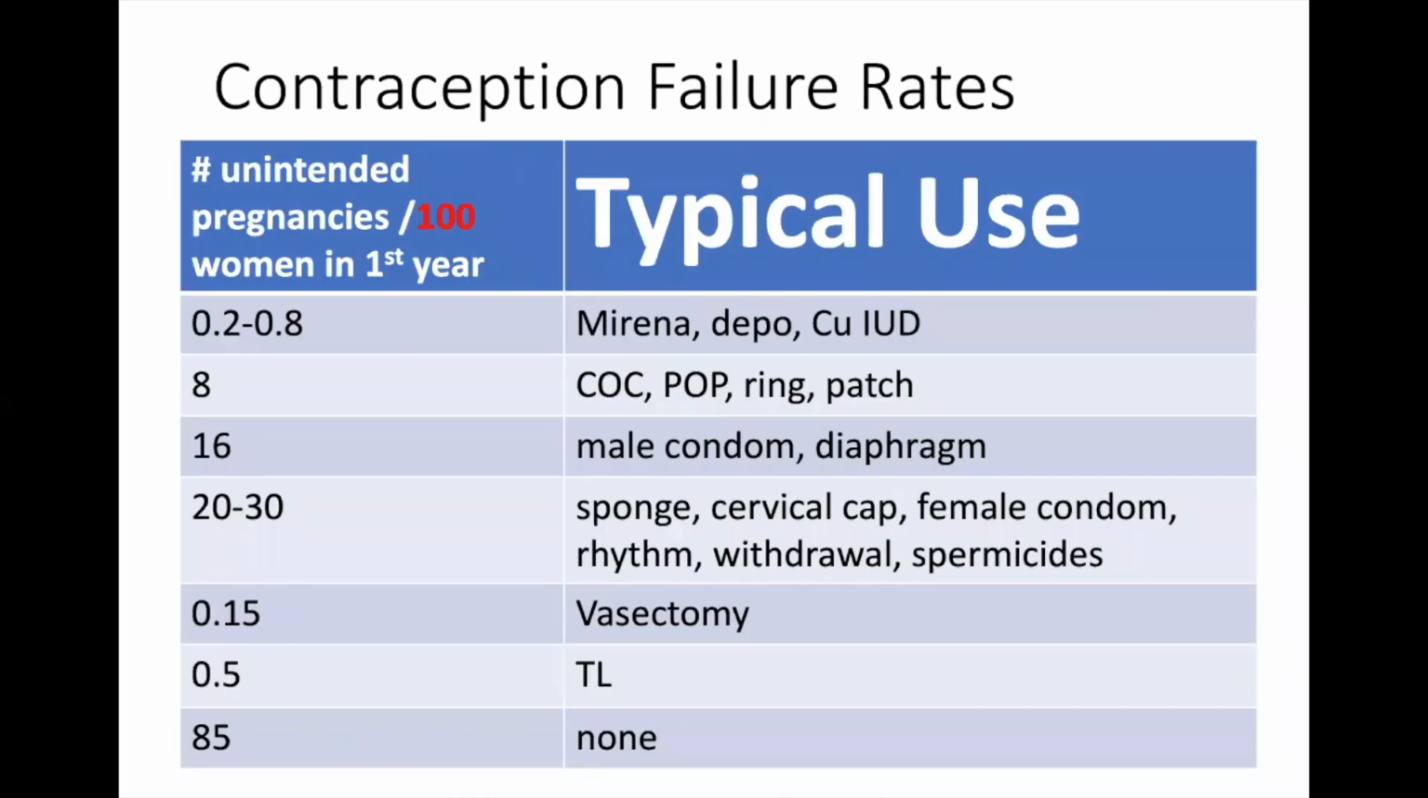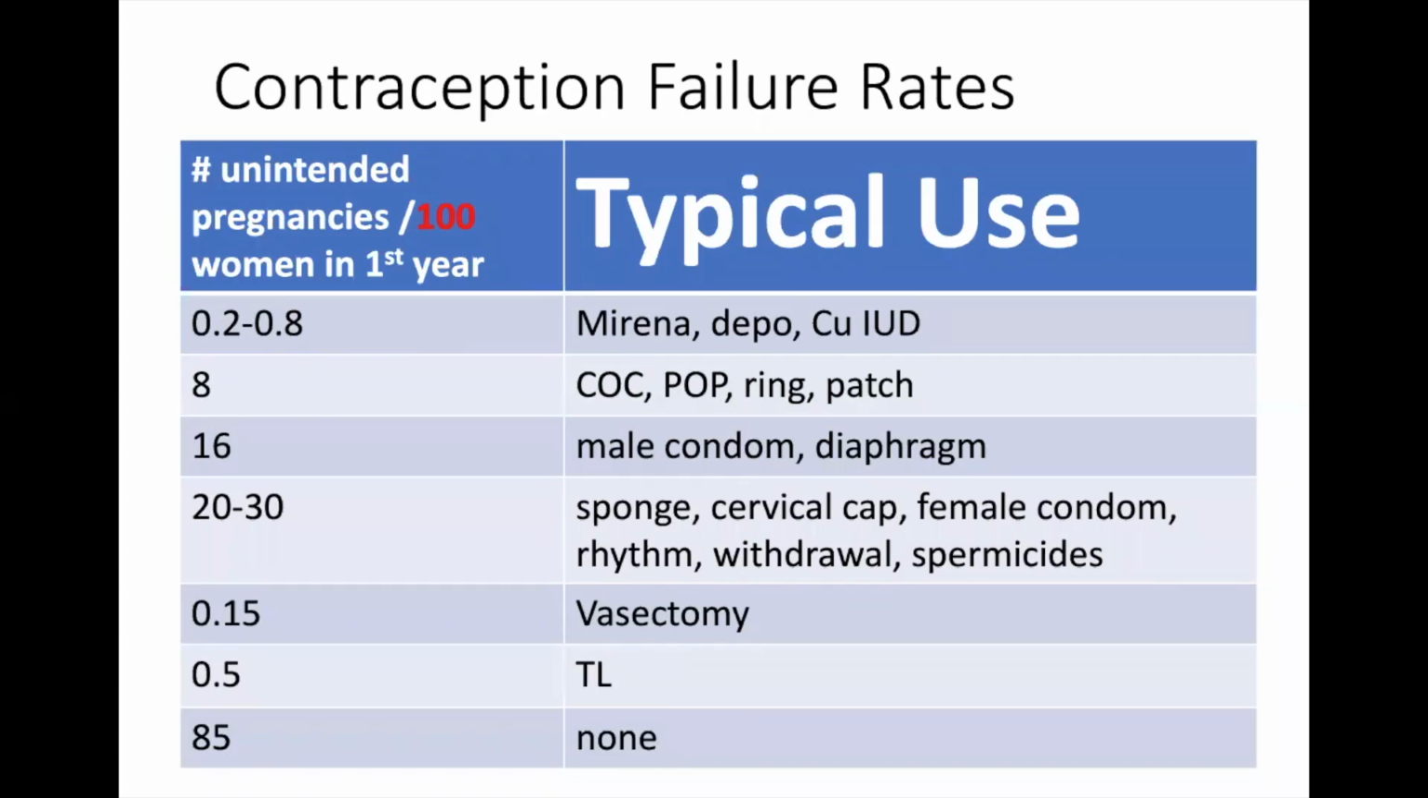Contraception failure rate: you're going to find that in the Mirena, Depo, and copper IUD, the failure rate is less than 1%. In the continuous pill or progesterone ring and patch, it's about 8%. Male condoms and diaphragm, it's 16%. Sponges, cervical cap, female condoms, or rhythm or withdrawal, or spermicides, it's about 20 to 30%. Vasectomies, it's about 0.15%. Tubal ligation, it's about 0.5%. If you're using none of the contraception, then the failure rate or pregnancy rate is about 85%.